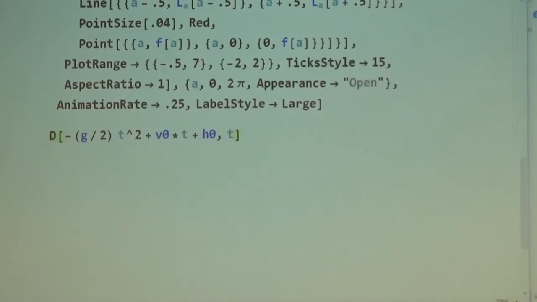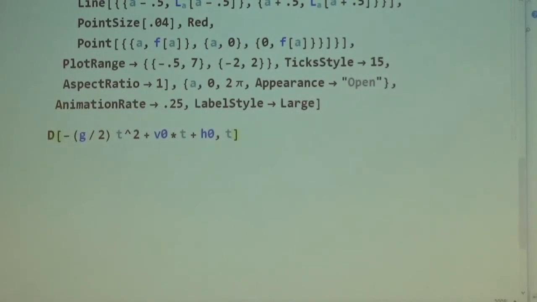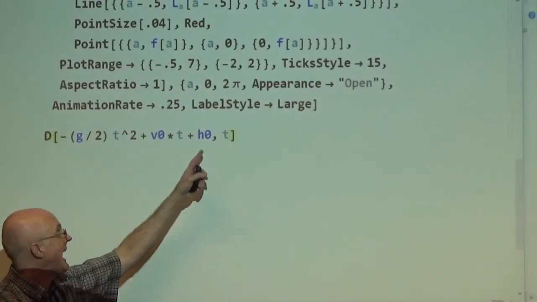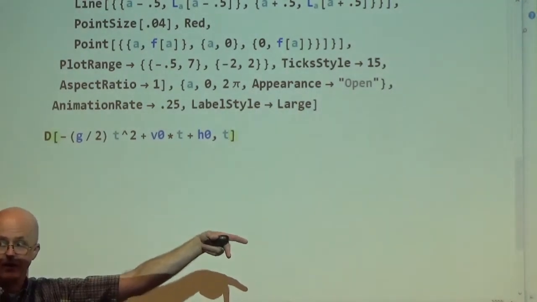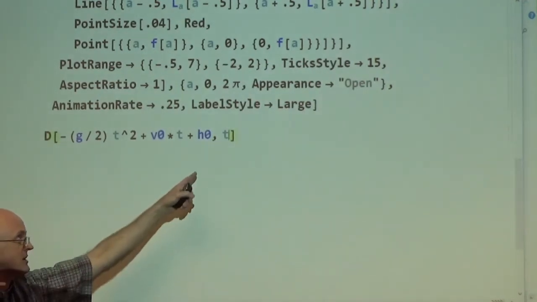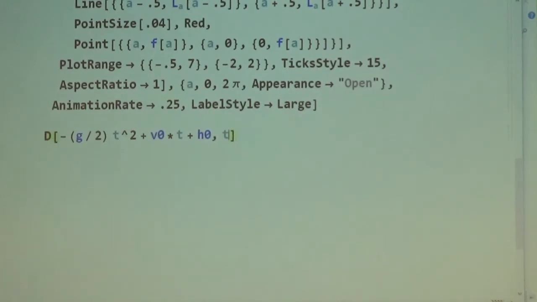The capital D is telling Mathematica to differentiate, find the derivative of whatever this function is, and this extra comma with the t is emphasizing t is the variable. Again, whether something's constant or variable is all in your head. But if it's in your head, you've got to make sure you tell Mathematica which thing's the variable. Same answer, negative gt plus b0, just like I derived it.